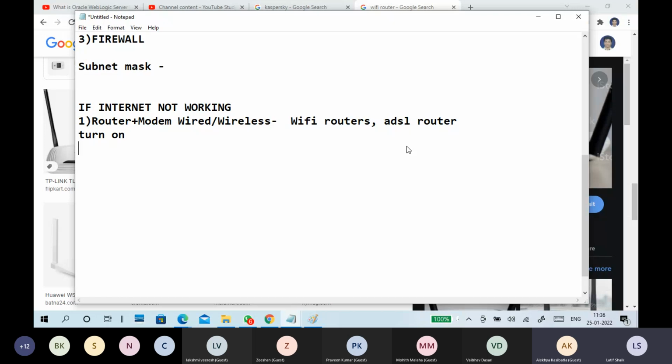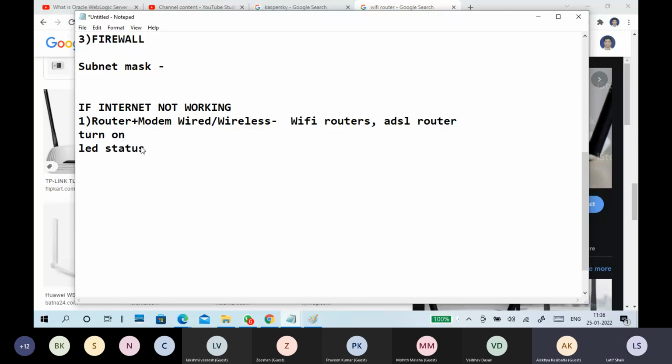Make sure whatever device you are connecting for internet purposes is turned on. Meaning, whatever device you are using, make sure it is turned on or not. The second one is the LED status. Check the LED status.